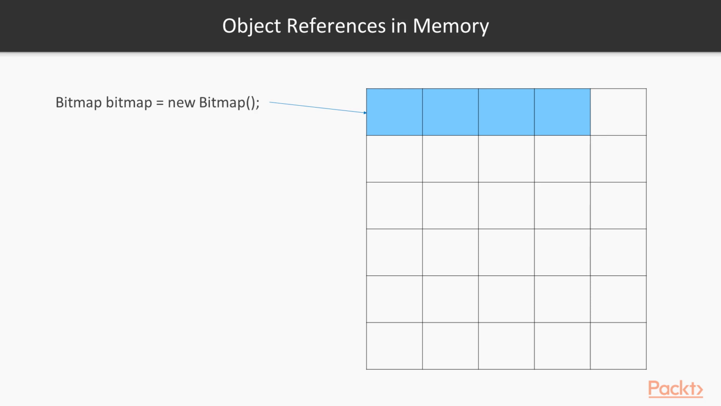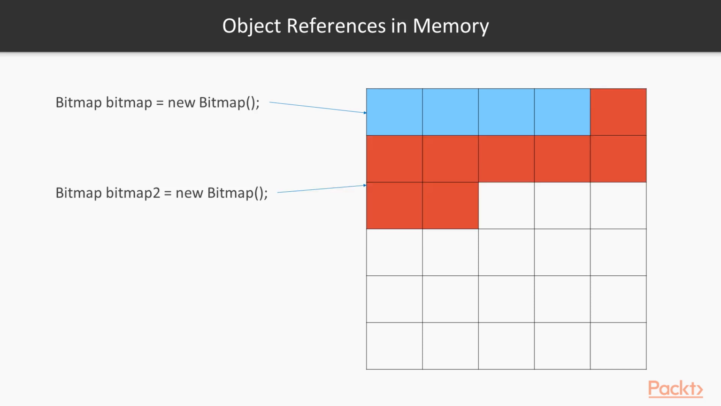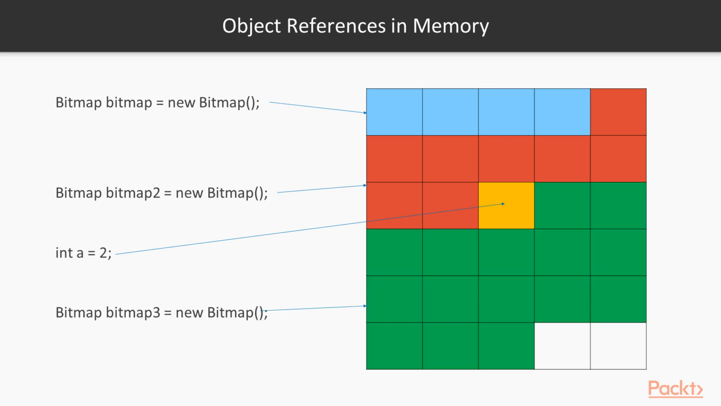Okay, so in our code, we're creating a bitmap and we're storing it in these 4 bytes of memory. After that, we want to load a second bitmap, and this one takes up 8 bytes of memory. So it takes up 8 memory spaces. After that, for some reason, we have an integer a, and that takes up 1 space. And finally, we have a third bitmap, which takes up 15 spaces. So as you can see, of our 30 spaces, we have 28 used up.